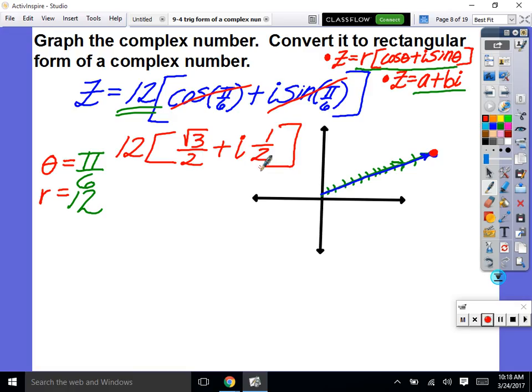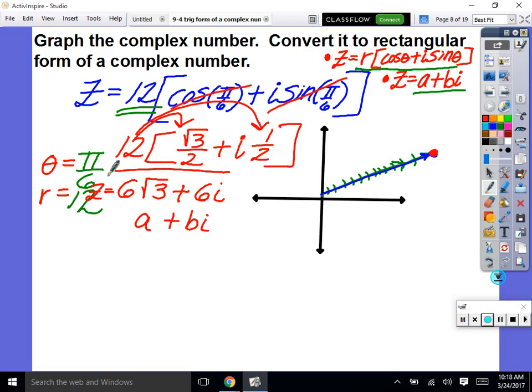Now we're just going to simplify it. So now it looks a lot prettier. It looks more A plus Bi style without all the trig stuff. So multiply 12 in, so that'd be 6 root 3 plus 6i. Does everybody see how now it's in the A plus Bi form? Yeah. So now it's back to rectangular. Any questions? So we would have done that first. We would have known this was out 6 root 3 units that way and up 6 units that way.